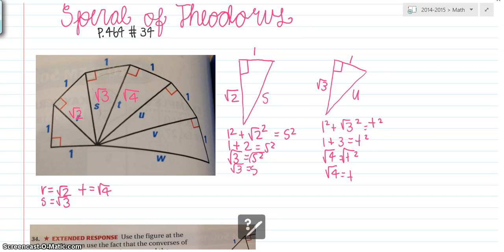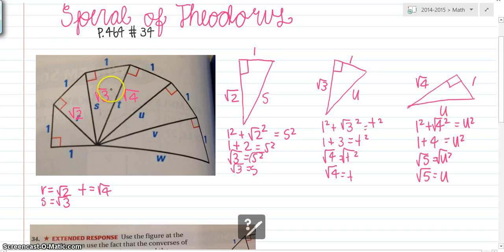Now we're going to find the value of u by adding 1 squared plus square root of 4 squared equals u squared. Continuing on with this pattern, it would be square root of 5 because of the Pythagorean theorem here. So u is square root of 5.